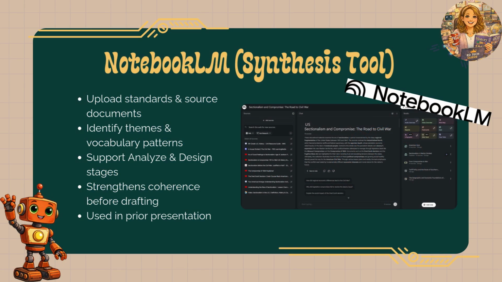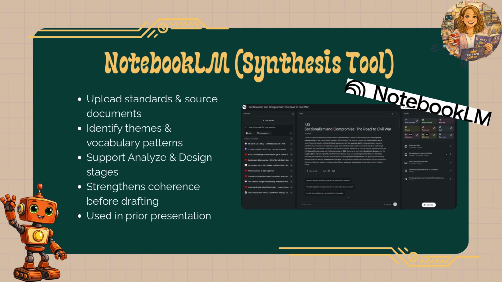So in looking at my specific project on sectionalism in the United States for our backward design lesson, I used two tools, Notebook LM and ChatGPT. First, what I want to highlight is Notebook LM. In a previous presentation I showed how Notebook LM could synthesize uploaded documents and generate structured summaries and study guides. That experience really shifted how I thought about this as a design tool.